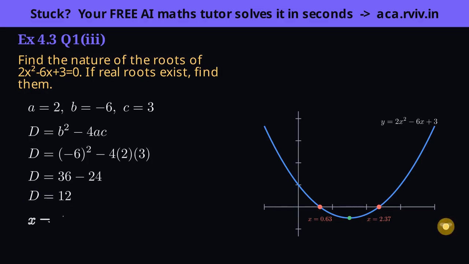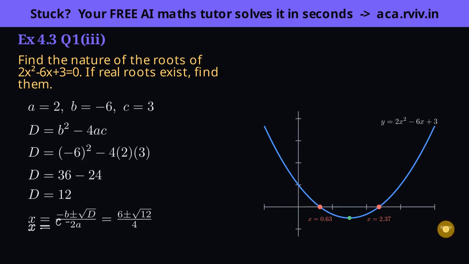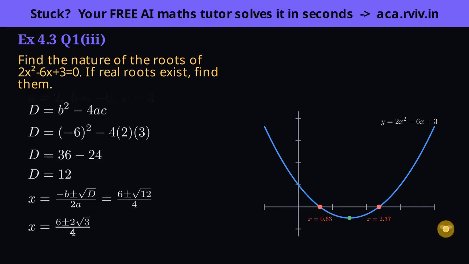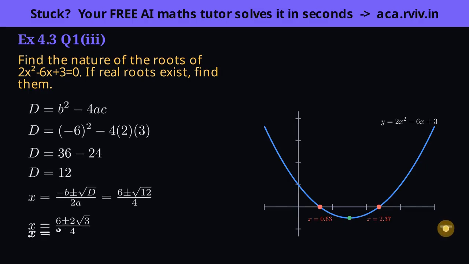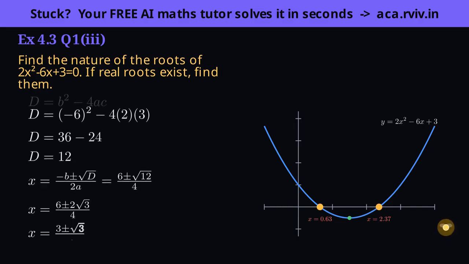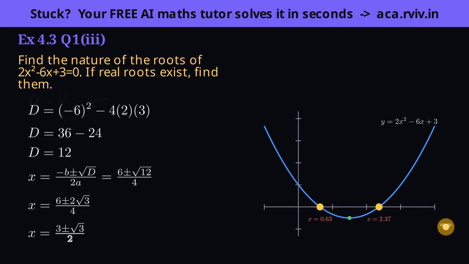Positive discriminant means two distinct real roots, so now we do go on to find them with the quadratic formula, reusing D under the root: x equals 6 plus or minus root 12 over 4. Simplify the surd: root 12 is root 4 times root 3, which is 2 root 3. Every term is divisible by 2, so cancel it, giving x equals 3 plus or minus root 3 over 2, two distinct real roots.